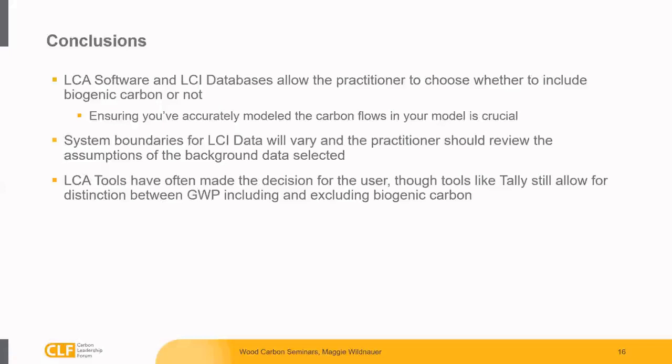And with a minute left, my conclusions. LCA software and LCI databases allow the practitioner to choose whether to include biogenic carbon or not, but even if you've included it, you still need to make sure you're accurately modeling the carbon flow. So there is opportunity for error in there. The system boundaries for life cycle inventory data will vary, and the practitioner should review the assumptions of the data when they're selecting them. So if you want to include land use change, you have to make sure that the data sets you're selecting have also included land use change.